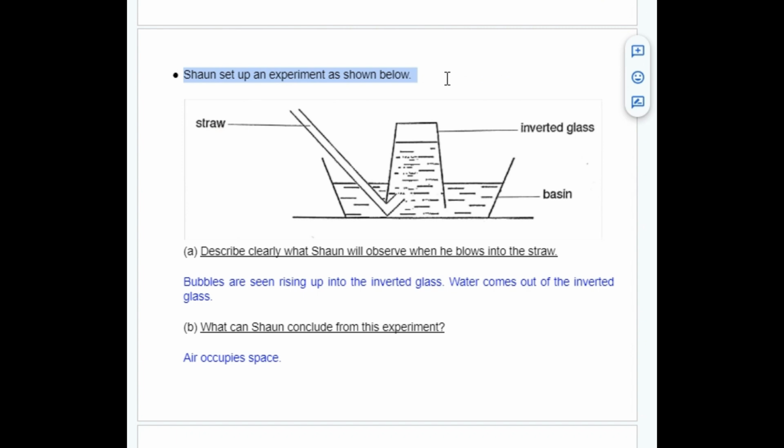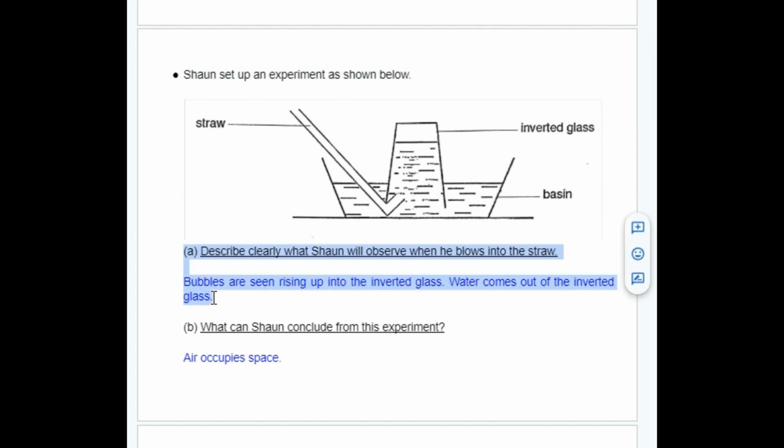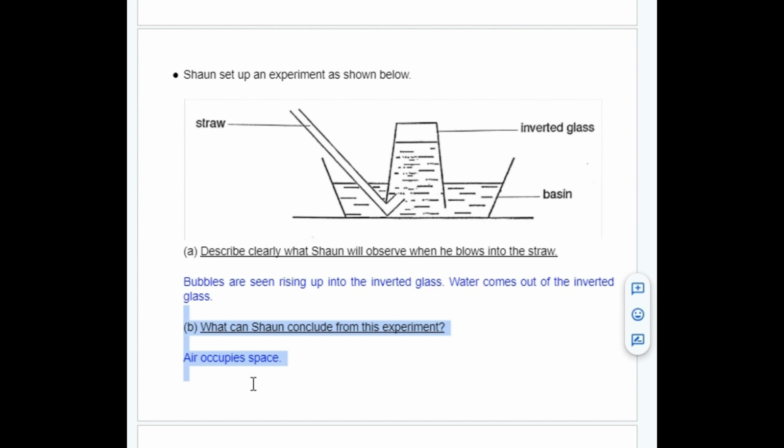Sean set up an experiment as shown below. Describe clearly what Sean will observe when he blows into the straw. Bubbles are seen rising up into the inverted glass. Water comes out of the inverted glass. B. What can Sean conclude from this experiment? Air occupies space.